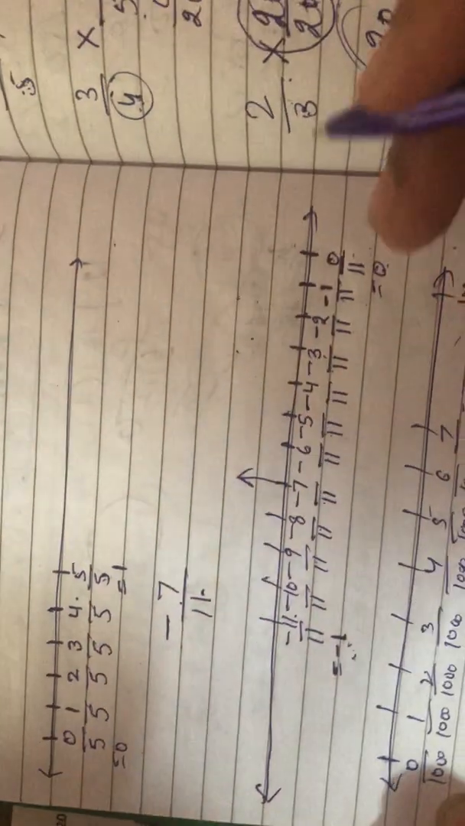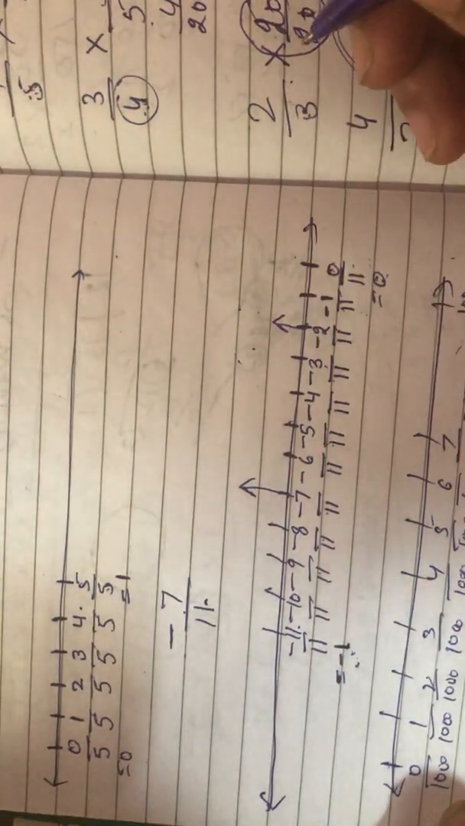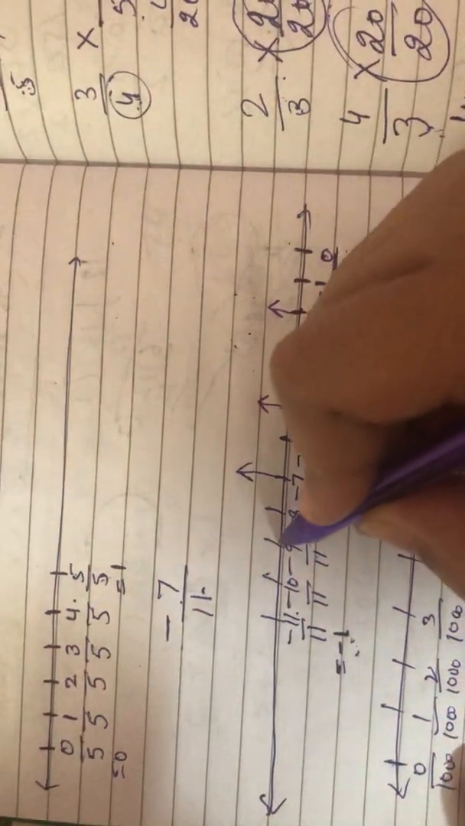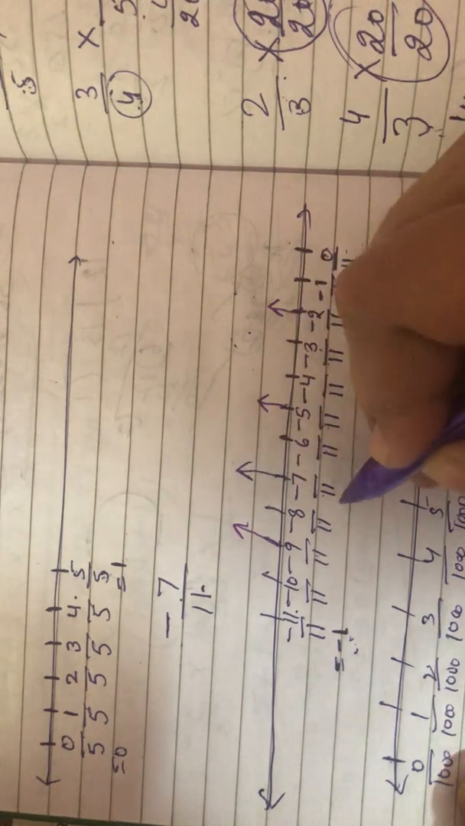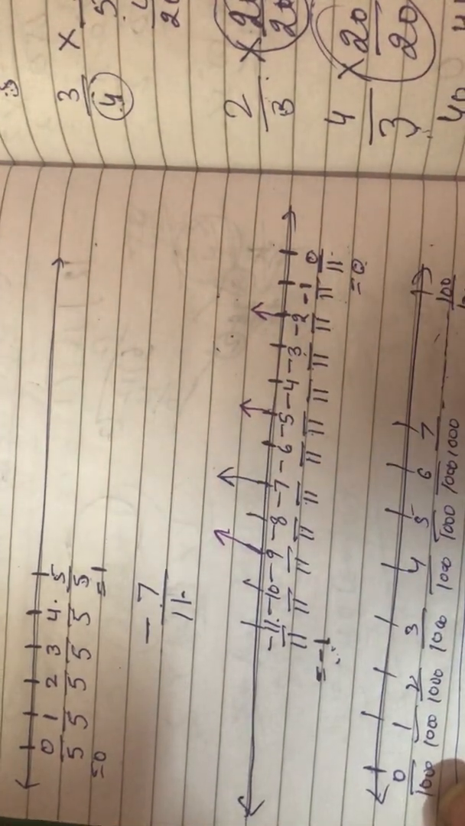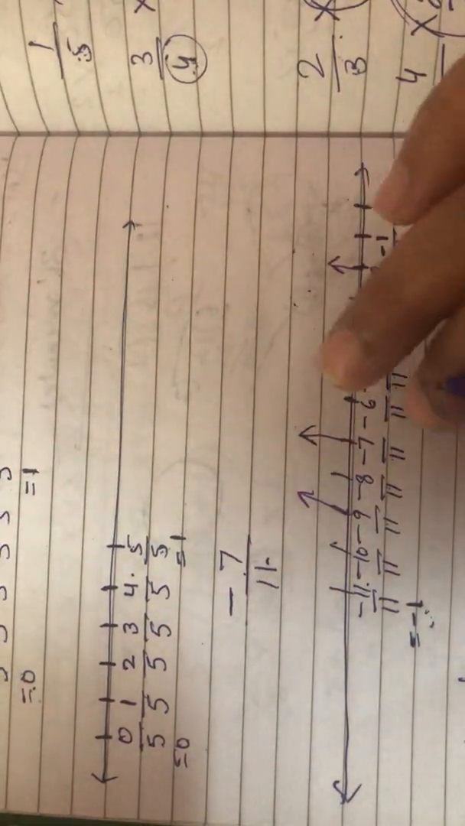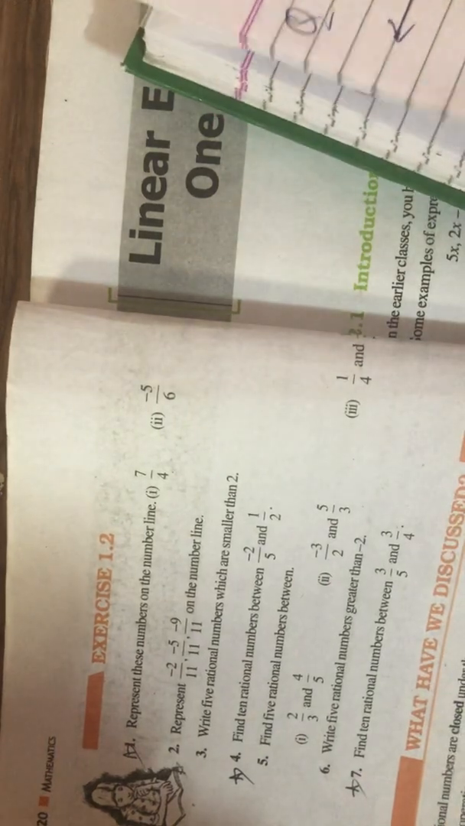It means 0 and minus 1 is divided into 11 equal parts because denominator is 11. So we want to represent minus 2 by 11. So this is the location of minus 2 by 11. Then minus 5 by 11 and then minus 9 by 11. Or if we want to represent minus 7 by 11, then it will also be there. So in this way we can represent each and every rational number on the number line. So I hope question 1 and 2 you will be trying yourself.